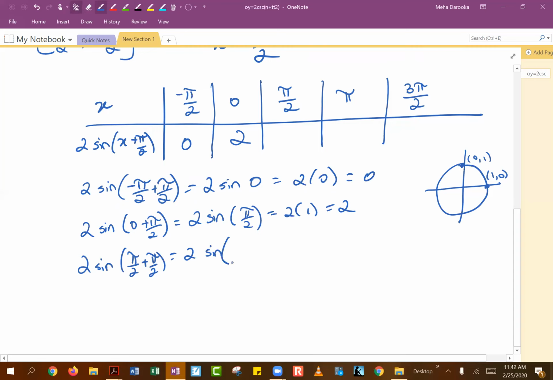What is pi halves plus pi halves? Pi. So that would be which angle? 180, which is here. And what's this ordered pair? Okay, so what's our sine value again? 0.